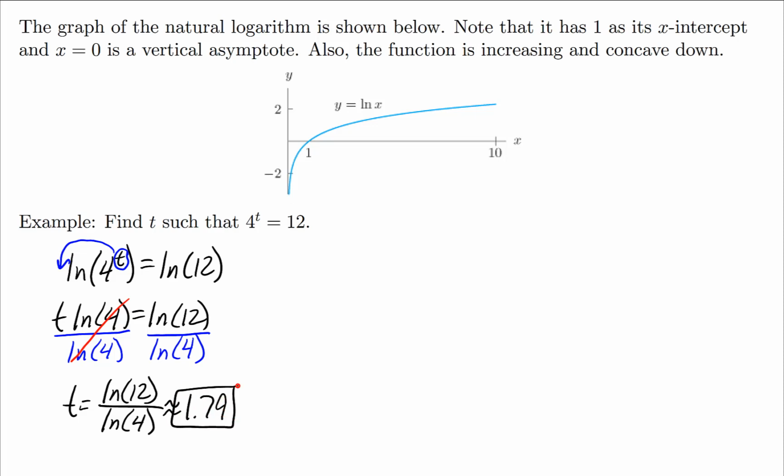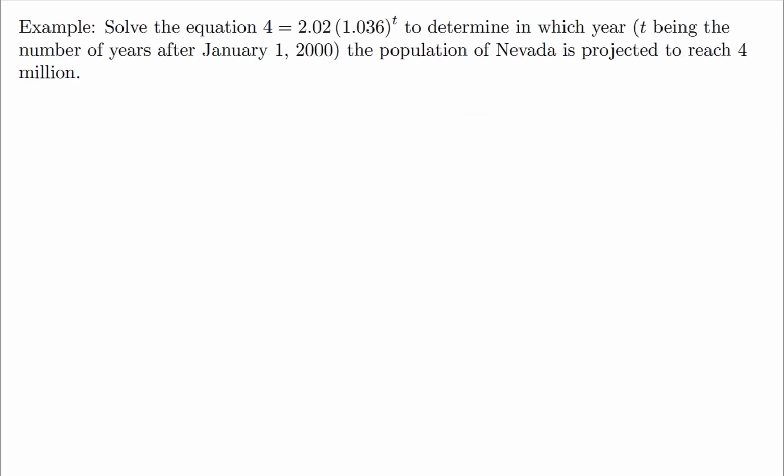Which makes sense if you think about it. 4 to the 1 would be 4, 4 to the 2 would be 16, and given that 12 is closer to 16 than 4, it makes sense that this number is a little bit closer to 2 than 1. Now let's solve the equation that we motivated this section with.